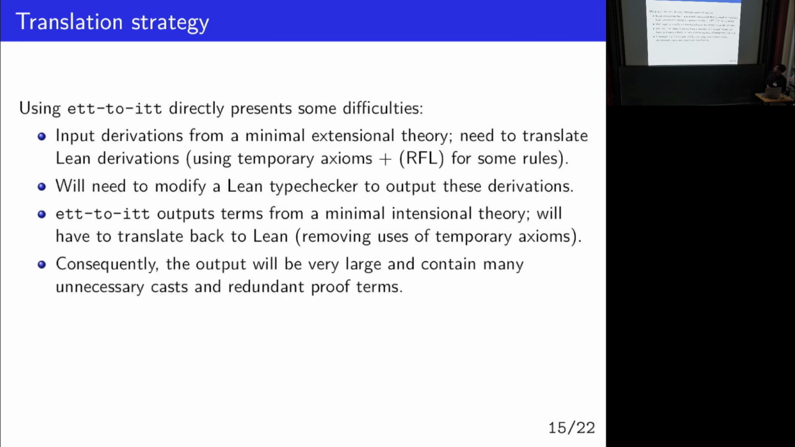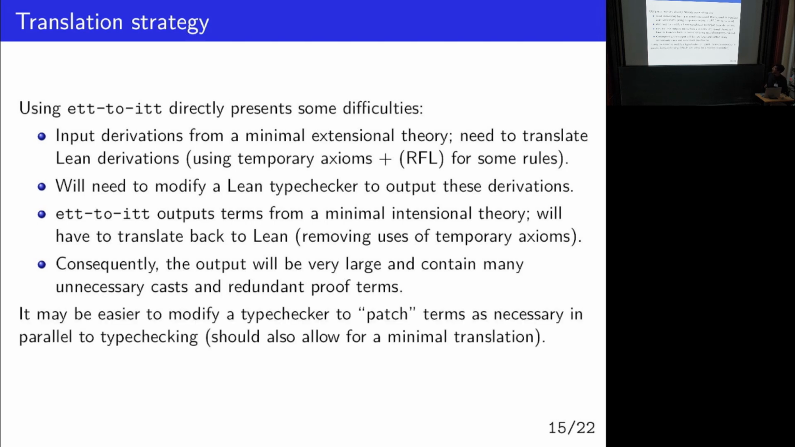So consequently, this will also not be optimized at all. So the output will be very large, and we'll have many unnecessary casts and redundant proof terms. So we'll need to do some post-processing to pare it down and get something kind of minimal. So what I decided to do was instead to modify the type checker to patch our terms as necessary in parallel to type checking. And in doing this, I also hope that we can get a really minimal translation by only applying these casts and proofs where we actually strictly need them in order to have a well-typed term.